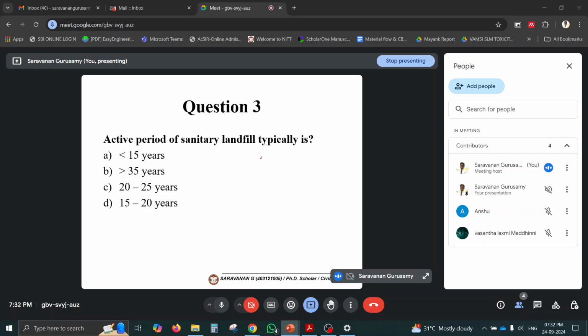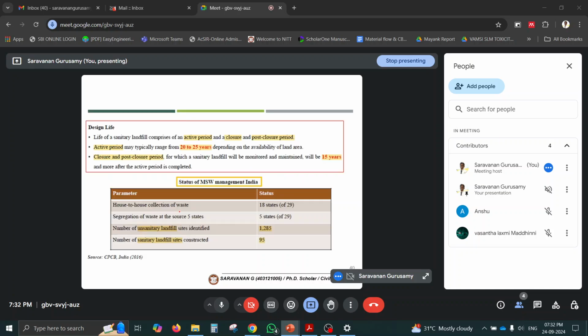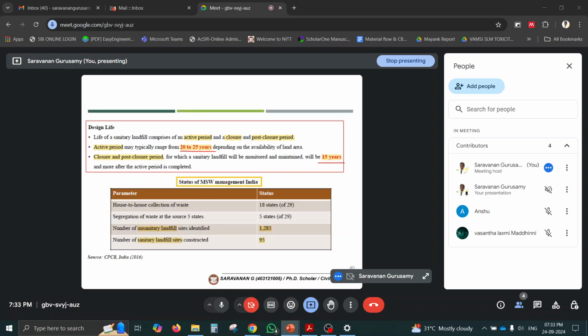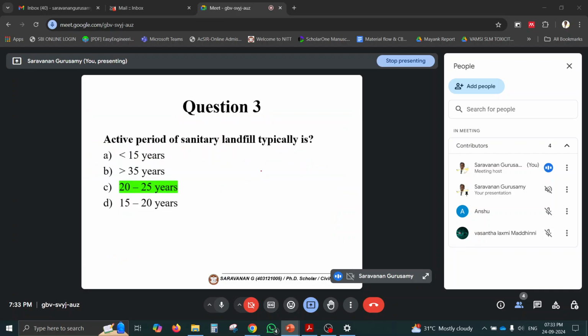Active period of sanitary landfills. So landfill design life will be active period, closure and post closure period. Active period will be around 20 to 25 years. Post closure period will be around 15 to 20 years. Okay. So that's what we have discussed. 20 to 25 years will be active, 15 years will be closure and post closure period. So totally is the design life of the landfill.